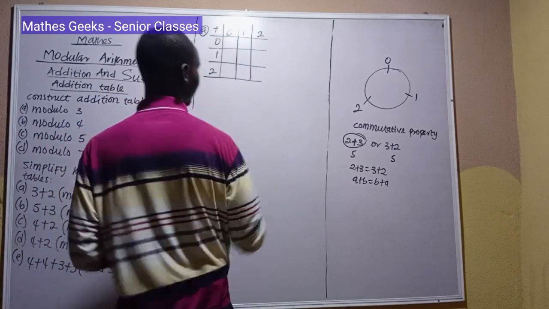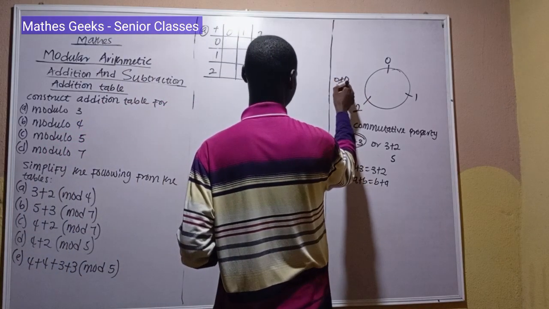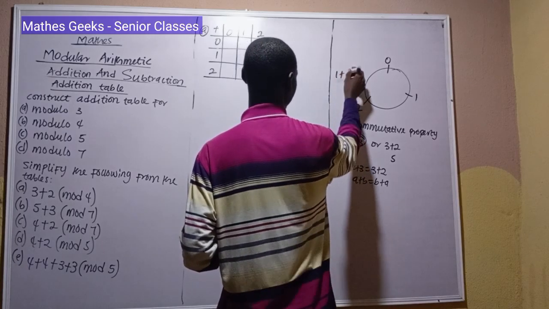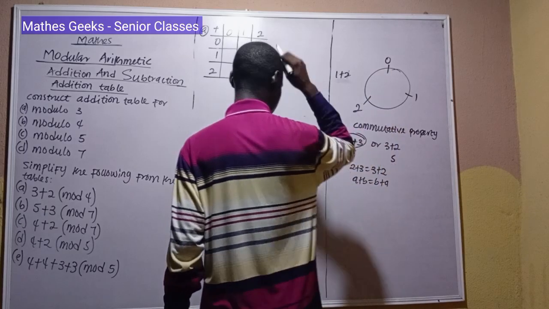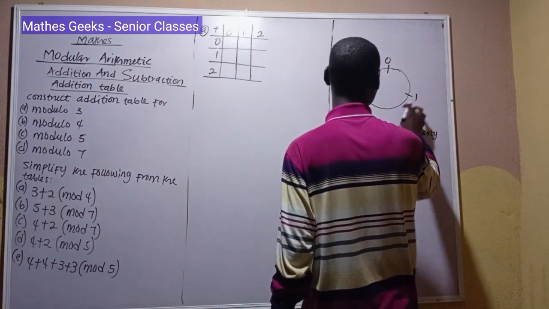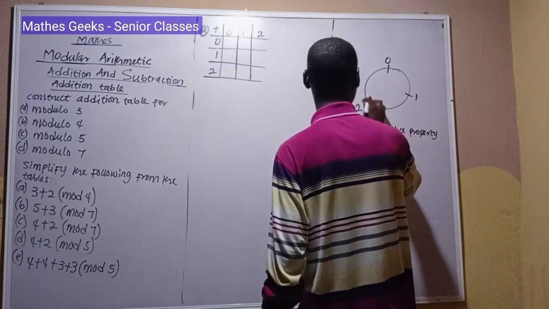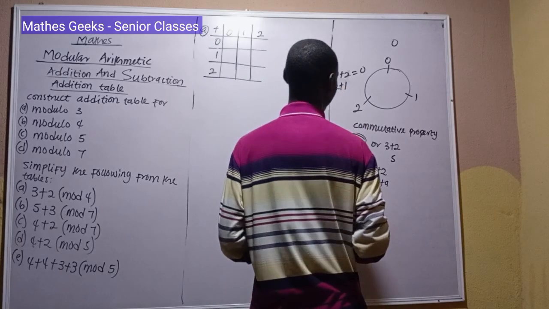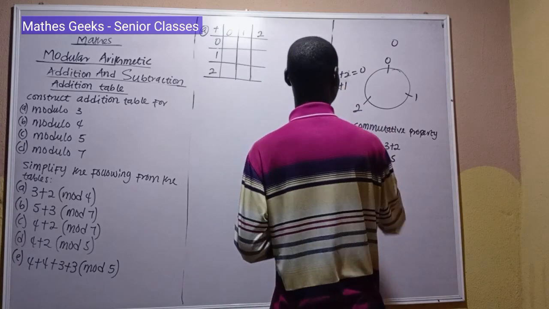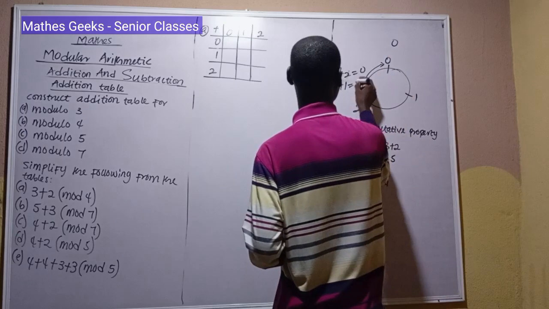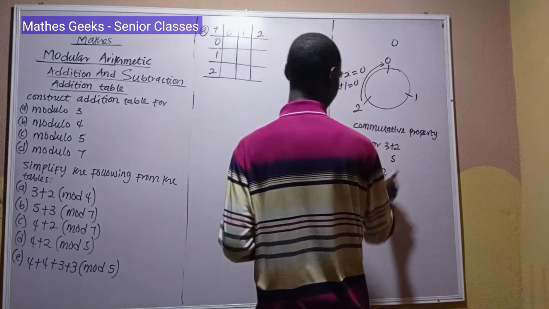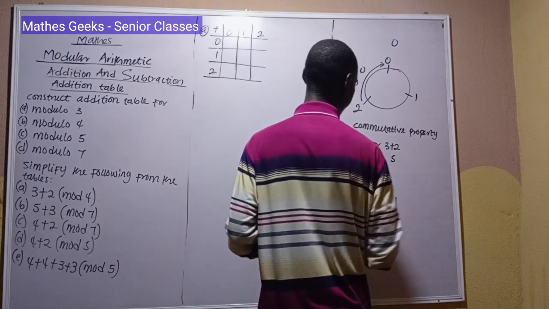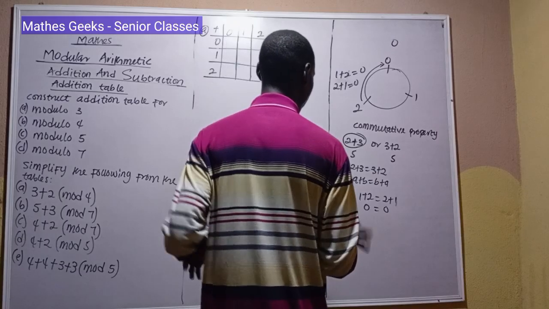So if you have 1 plus 2, on our number circle, start at 1, move 2 times. So from 1, 1, 2, we're going to end at 0. So 1 plus 2 is 0. But if you start at 2 plus 1, that means start at 2, move once. You see that it's going to arrive at 0. So even in modular arithmetic, 1 plus 2 is equal to 2 plus 1, which is 0 equal to 0. So addition is commutative.